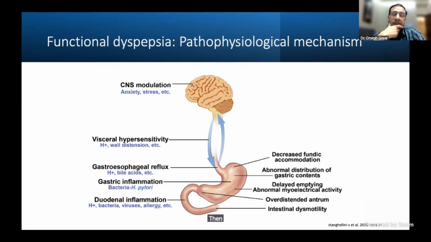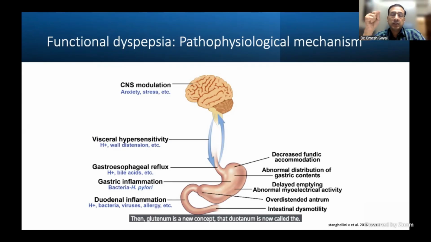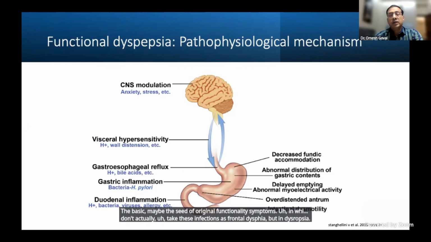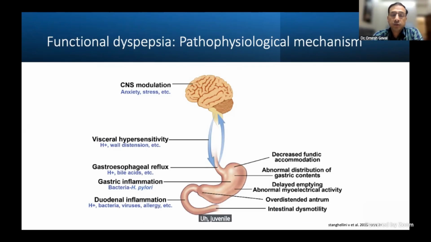Then the duodenum is a new concept. The duodenum is now called maybe the seat of origin of functional dyspeptic symptoms, in which we don't actually take these infections as functional dyspepsia, but in dyspepsia patients, duodenal inflammation in the form of eosinophils and mast cells has been found to be increased in a subset of patients with functional dyspepsia. So this is all in the pathophysiology.